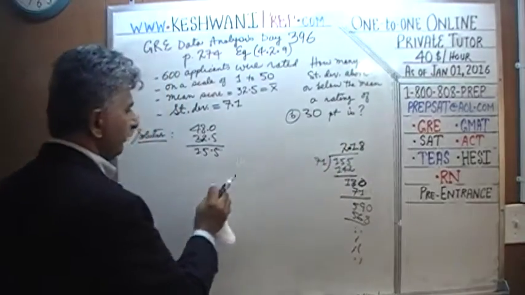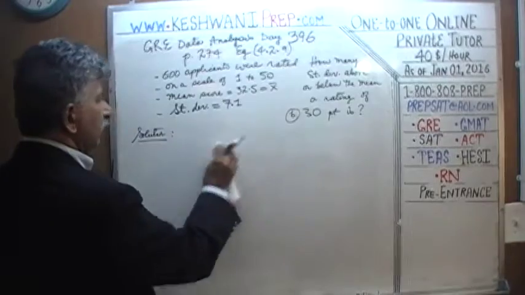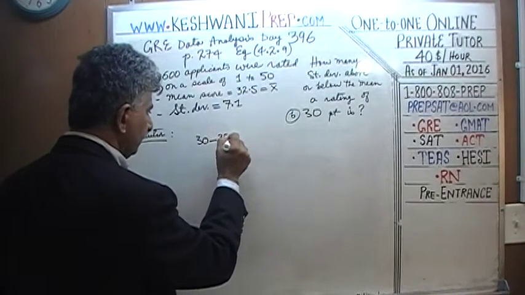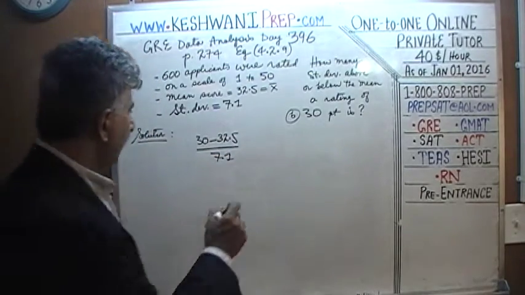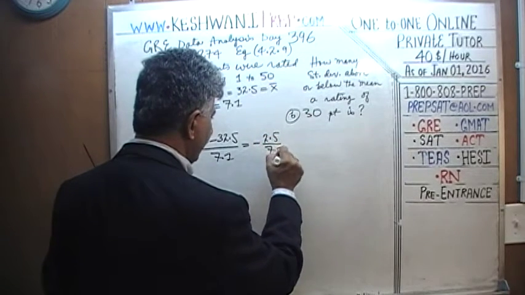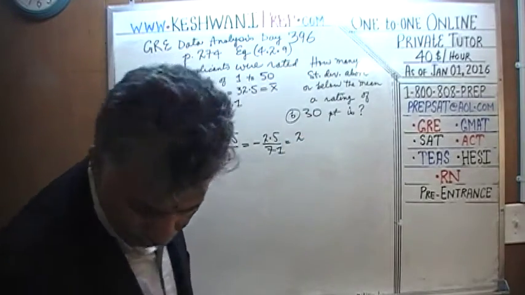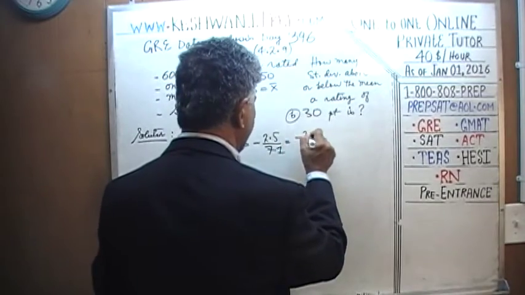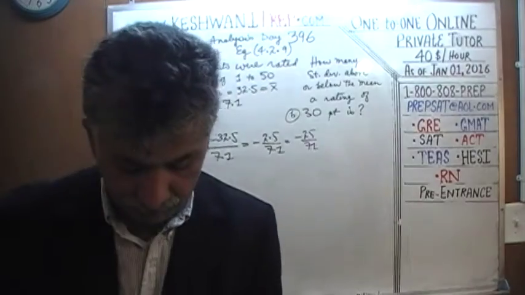You have to figure out the difference. We need the room, obviously. I'm going to erase all this. So the work here would be, we take this score of 30, subtract it from the mean, and divide it by the standard deviation. That's all there is. There is no trick to it. It's going to be negative 2.5 over 7.1. Of course, that is same as negative 25 over 71. And we have to find out what that translates into.